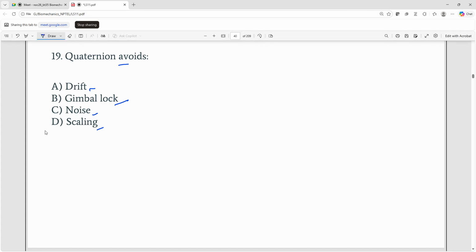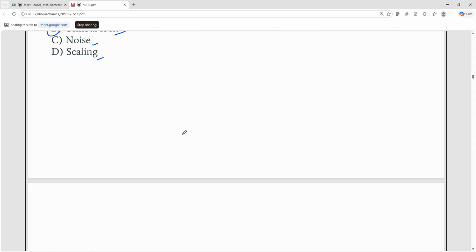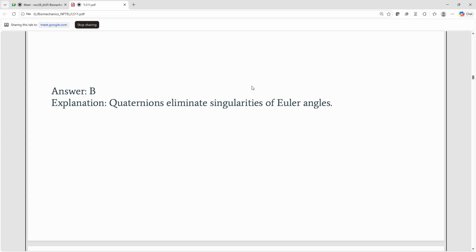The correct answer is option B, gimbal lock, because the Euler angle formulation or rotation matrix formulation leads to the loss of 1 degree of freedom, creating the gimbal lock. To avoid that, the formulation of quaternion was proposed. The quaternion eliminates the singularities of Euler angles. By singularities, we mean the gimbal lock.